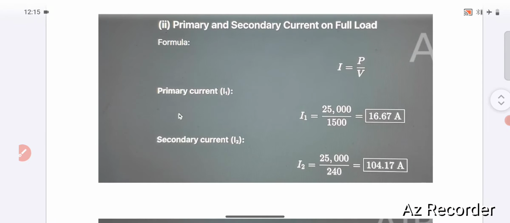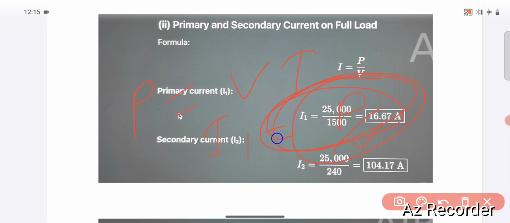Next, we have the primary and secondary current on full load. As we know that power is equal to VI, we can easily calculate I is equal to power by V. So here we calculate the current in the primary coil. Similarly, using the same formula, we can calculate the current in the secondary coil. This induced EMF we already calculated above.